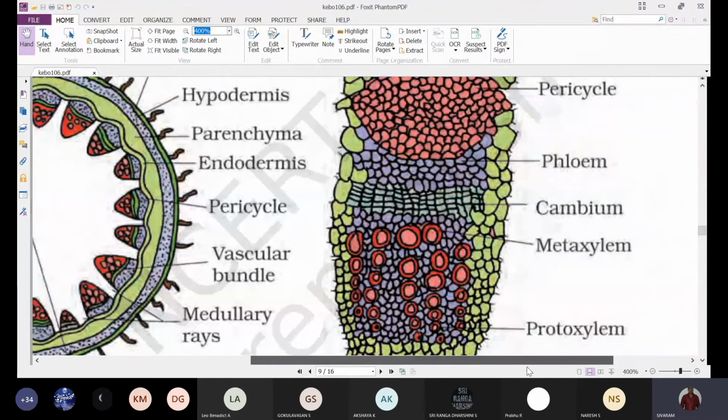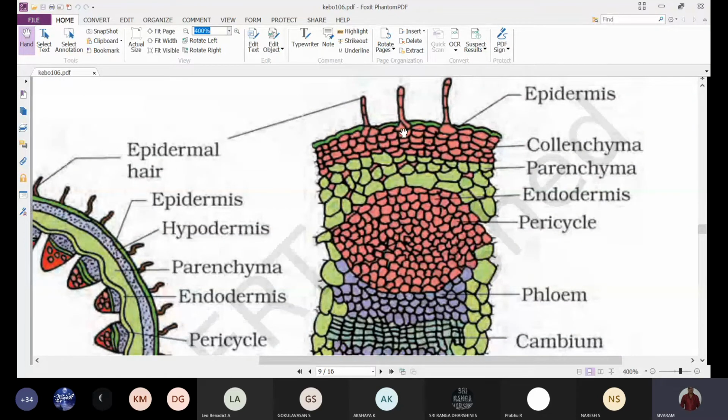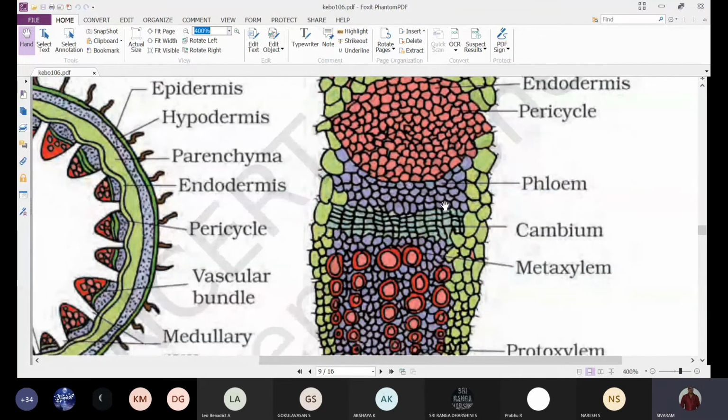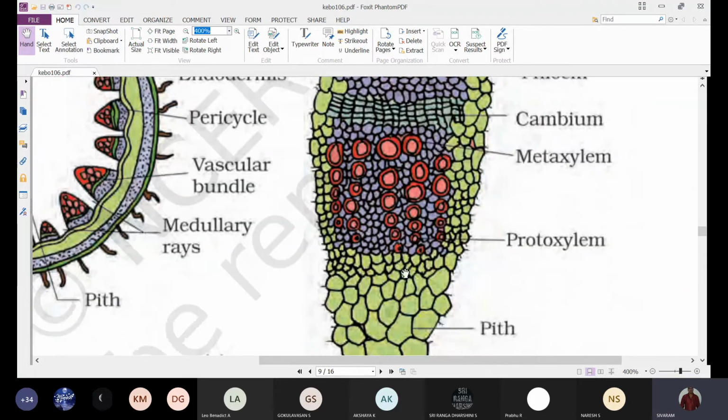You can see the enlarged view of a dicotyledonous stem. Here we can see the epidermis, and collenchymatous hypodermis, and parenchymatous cortex, and this is the endodermis, and this is the pericycle. And next we can see the phloem, only a small portion which is enlarged. This is the phloem, this is xylem, and this is cambium. We can see here very clearly.